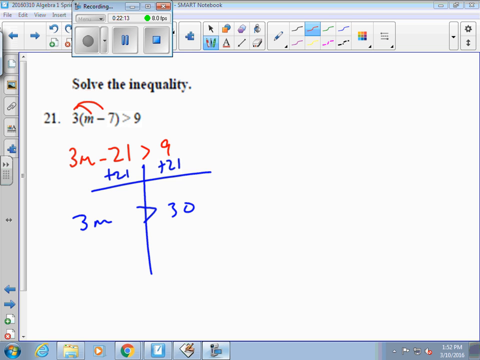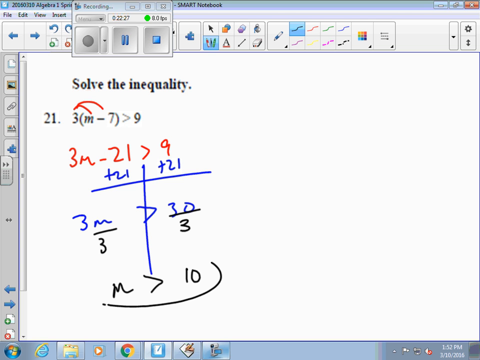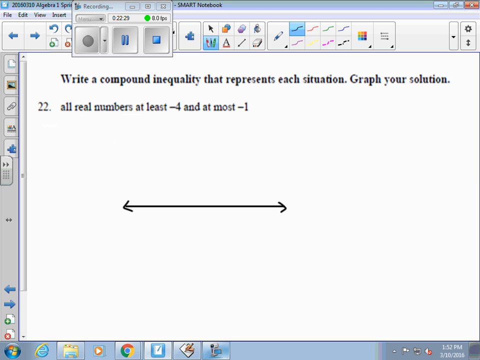Again, in order to get m by itself, it says 3 times m, so divide by 3 to undo that. 30 divided by 3 is 10. One more time, do you have to reverse the symbol? All we did was divide by a positive, so no. M is greater than 10.